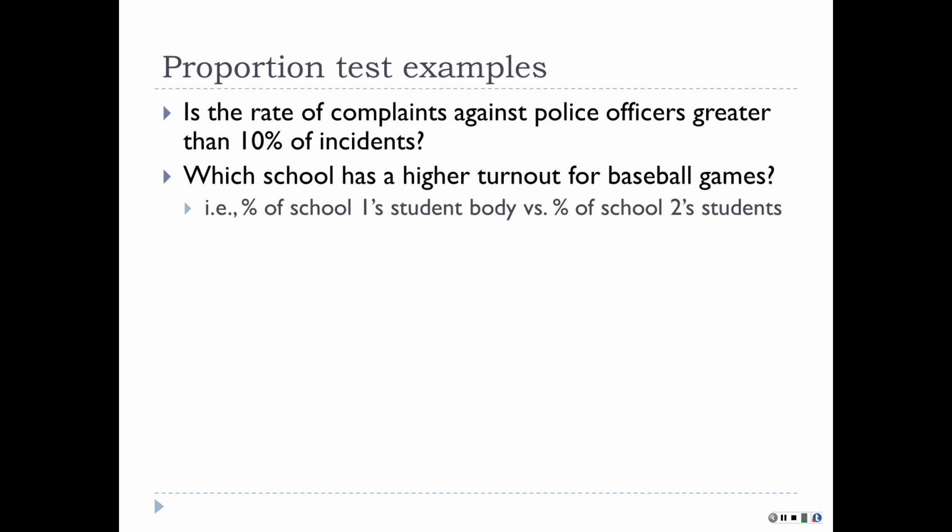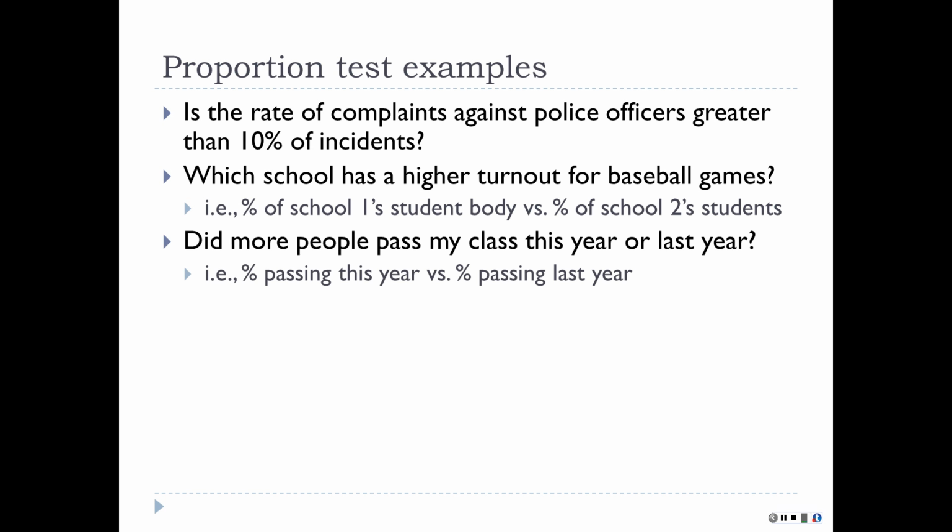You could say, which school has a higher turnout for baseball games. That implies a percentage of school 1's student body versus the percentage of school 2's student body. So you look at the percentage of students in school 1 who show up for baseball games and the percentage of students in school 2 who show up for baseball games, and you compare those percentages using a two-sample proportion test. You'd convert the percentages to proportions or else the math doesn't work.